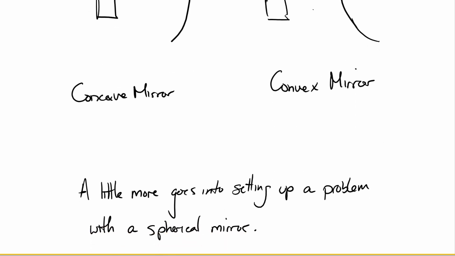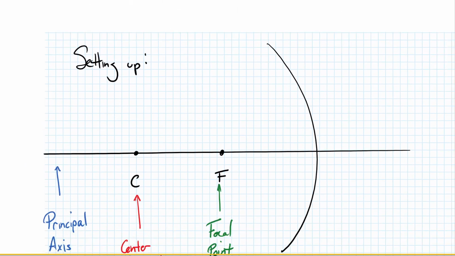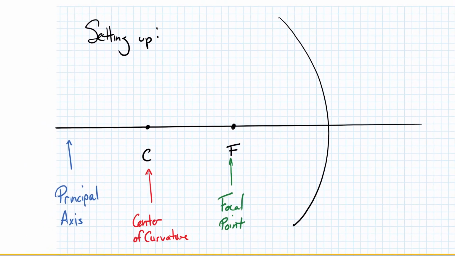Continuing. A little more goes into setting up a problem with a spherical mirror. So I'm going to draw it out like this, and there are a couple things we need to label. We have here the principal axis. This is the line that goes through the center of curvature of the mirror. So it's a spherical mirror, right? So it's got a center. That's what C is. If I were to draw the circle that this mirror came from, that's the center of it. And the axis also goes through the focal point. The focal point is half the radius away, and is going to be important for us optically.